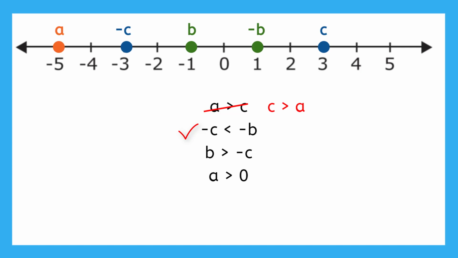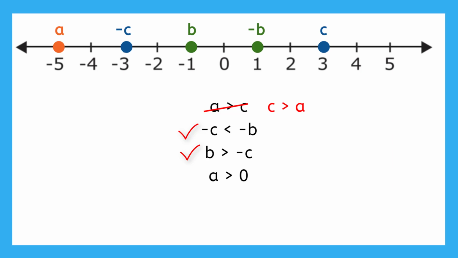Now, is B greater than negative C? Remember, negative C is just the opposite of C, and it's over here at negative 3. Is B greater than negative 3? Yes. How do we know? Because B is closer to 0 and to the right of negative C. Great.